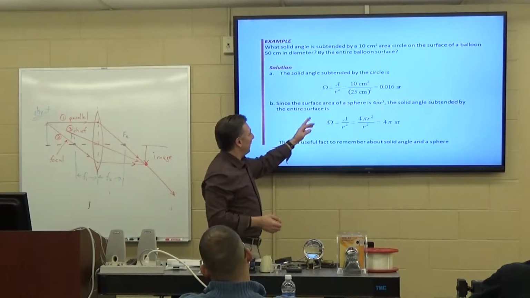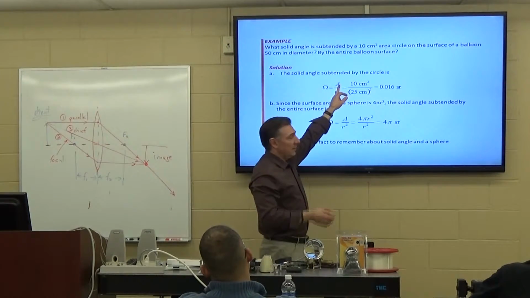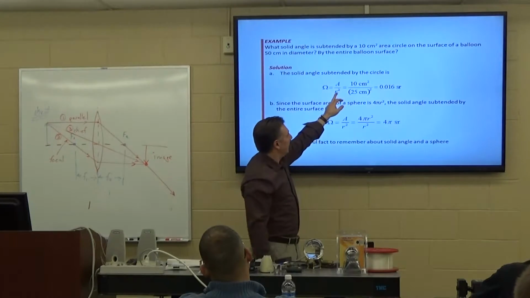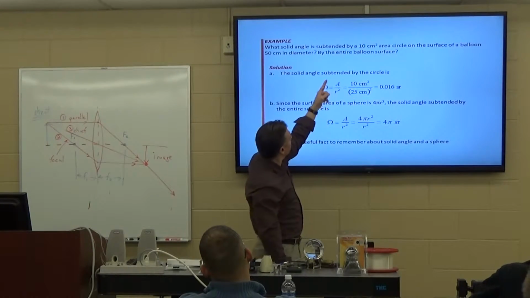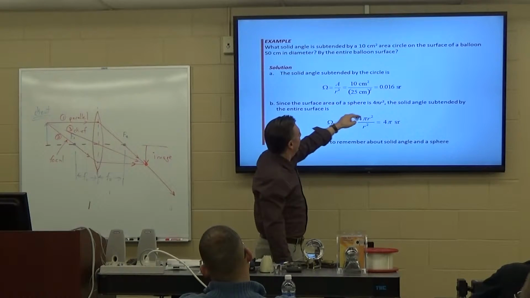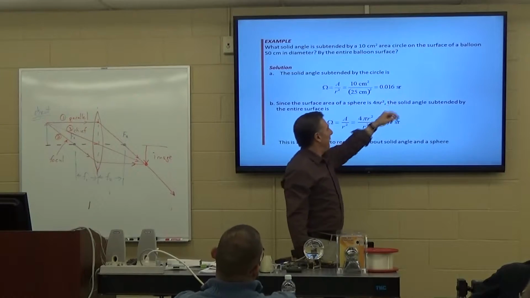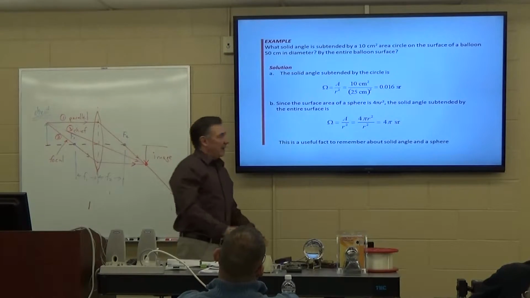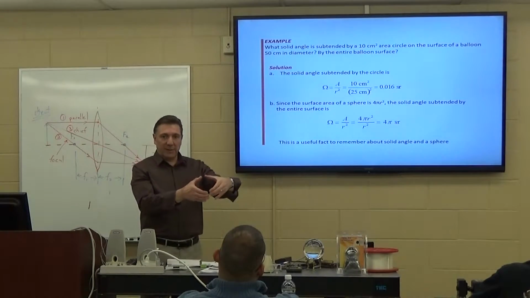So to calculate the solid angle here, it's just area, that surface area, divided by the radius squared. So we get 10 centimeters squared, divided by 25 centimeter radius squared, which gives us 0.016 steradians. Now that is just for a surface area of 10 centimeters squared.